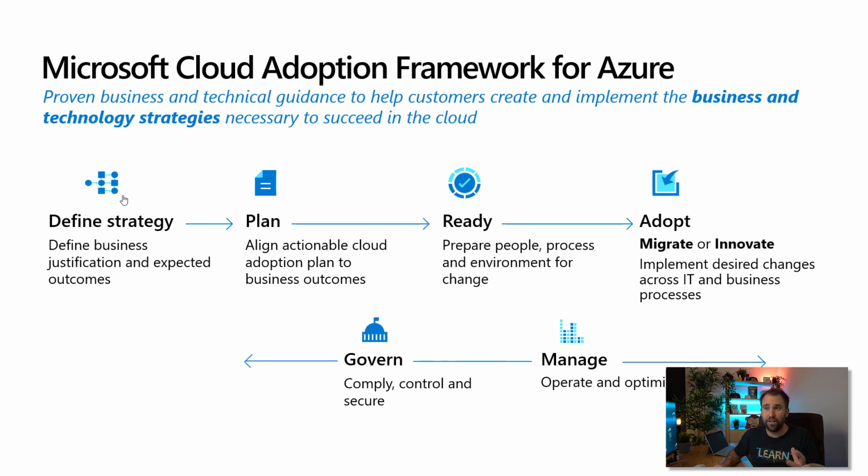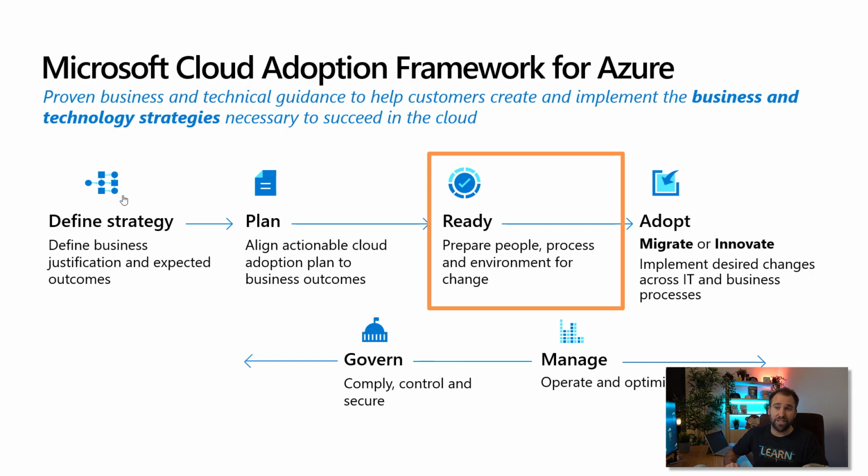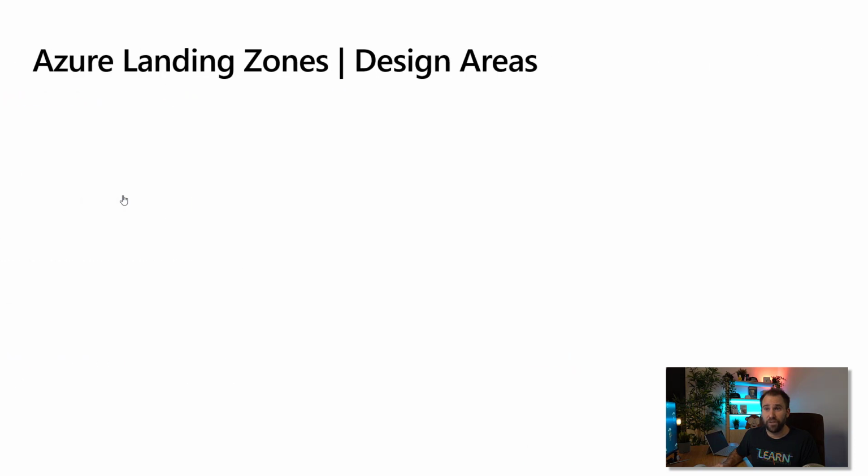So again, taking a step back, this is the Cloud Adoption Framework, and you can see here that the landing zones come together in the readiness part, right? This is when we define our business strategy. We have a plan for how we are going to move forward. Now, we need to prepare people, processes, and obviously the Azure environment for that change.